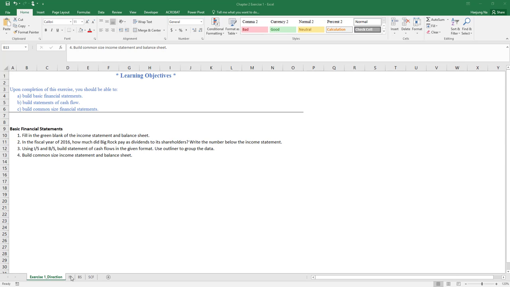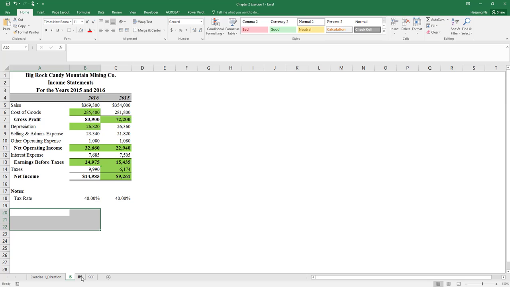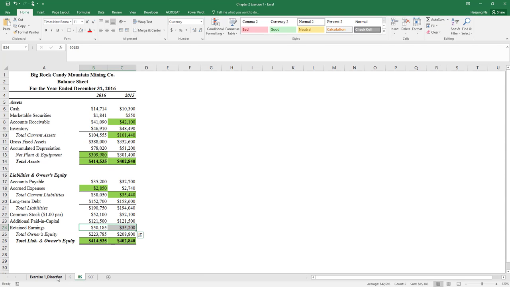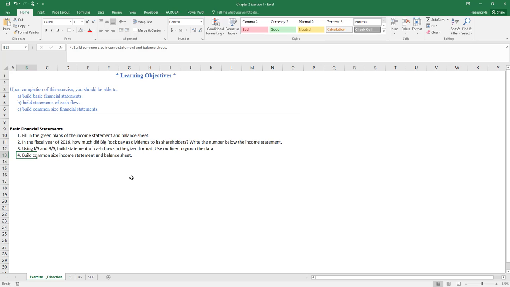We now have the income statement and also the balance sheet of Big Rock Candy Mountain. So why don't we move on to the next question? Number 2 reads, in the fiscal year of 2016, how much did Big Rock pay as dividends to its shareholders? Write the number below the income statement.